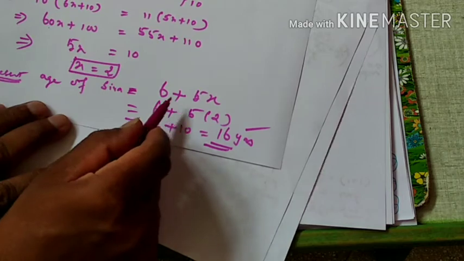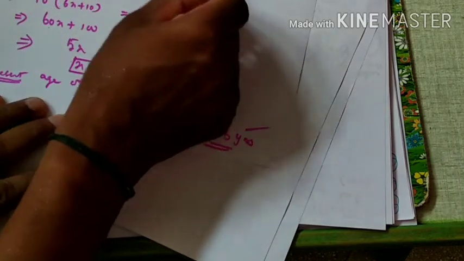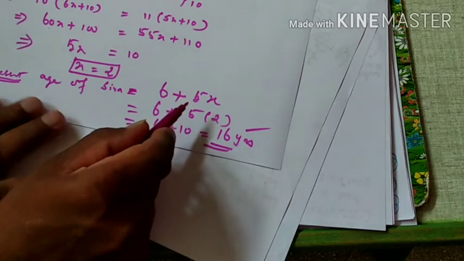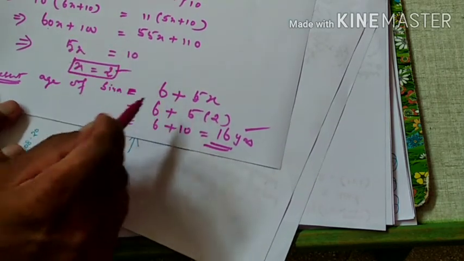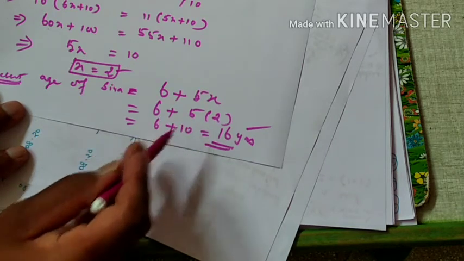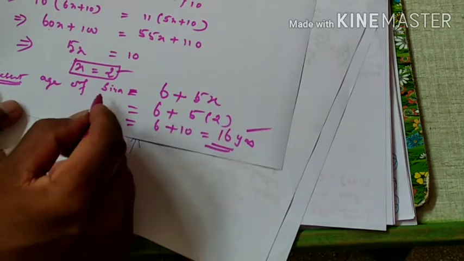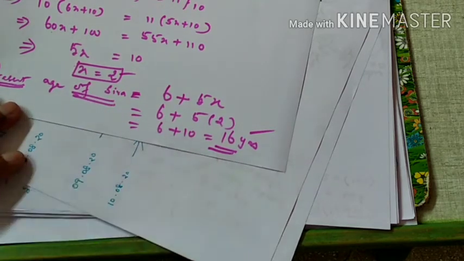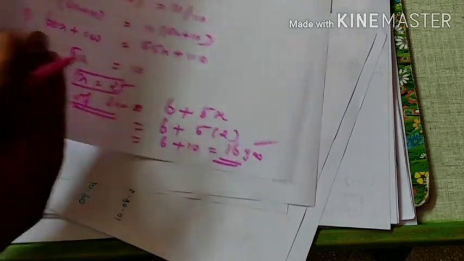6 plus 5x. 5x we assumed, what? The present age based on the ratio. 6 plus 5x. Now we are going to find initially the x value. X value is 2. Therefore 6 plus 5 into 2, what? 10. 6 plus 10, 16 years. Therefore Siva's present age is 16 years. The next one.